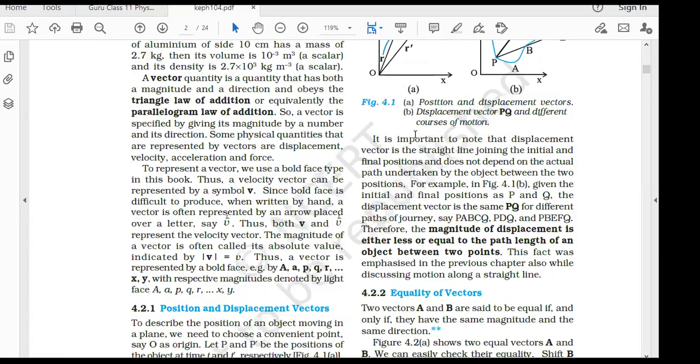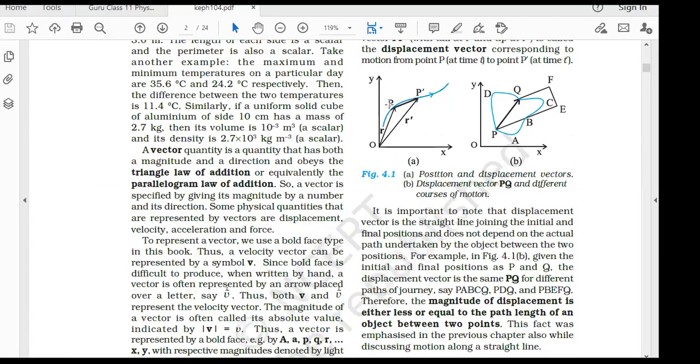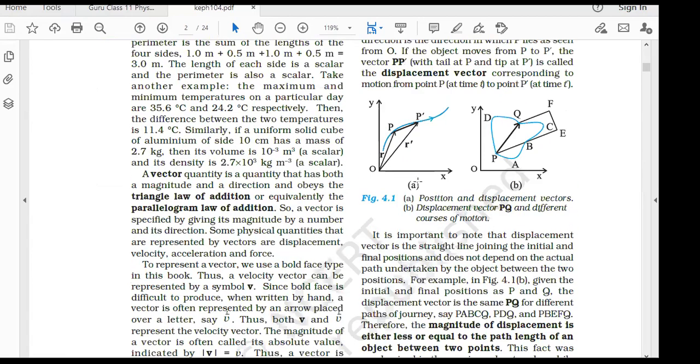Position and displacement vectors. So we talked about position vectors. You see, P and P dash are position vectors, whereas P to P dash is your displacement vector. So that's what is given over here.